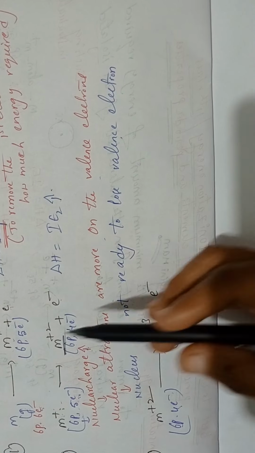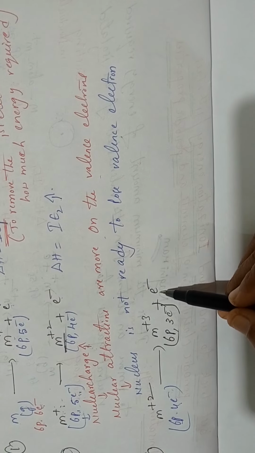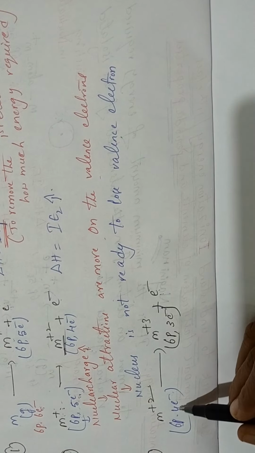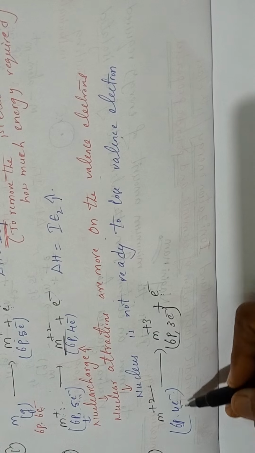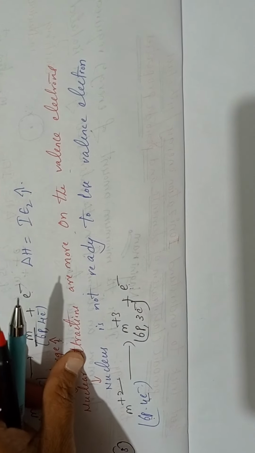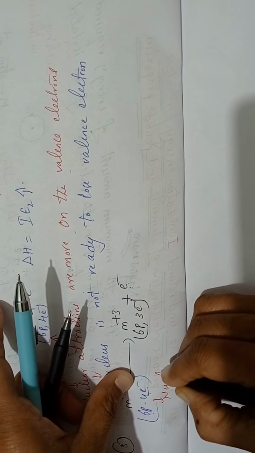So here, from the M plus 2 ion you have to remove the third electron. To remove an electron from the M plus 2 ion is very difficult. Understand? Because electrons are very few and protons are more: 6 protons attracting the 4 electrons strongly. So the nuclear attractions are very strong here.